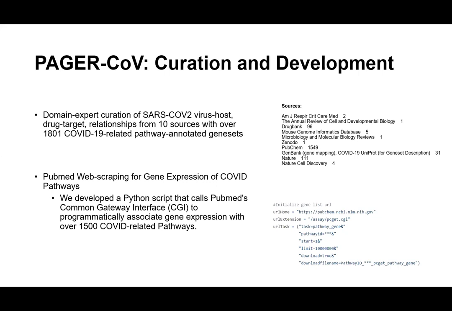We made a CGI call to PubMed's common gateway interface and programmatically associated the gene expression with over 1,500 COVID-related pathways. Essentially, we took the genes that were listed on these pages, these are 1,500 web pages, and associated them with a specific pathway that is easier for researchers to query. To demonstrate the utility of this approach, we built a case study relating how a researcher might search for pathways with pneumonia and with coronavirus. So Eric will show that part.